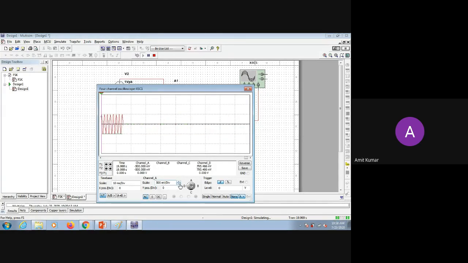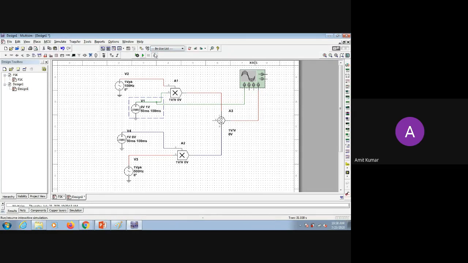Now you can see that for 1 it is having a different frequency, and for 0 it is having a different frequency. So using this block diagram, you can generate an FSK signal.